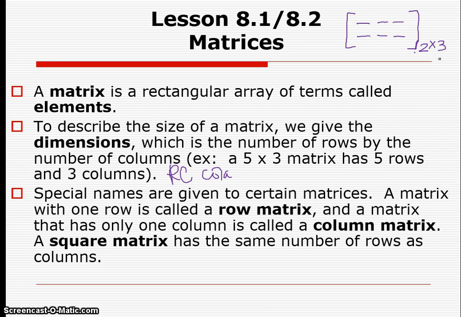We do have some special matrices. If it's just got 1 row, that's called a row matrix. Similarly, if it has 1 column, that's a column matrix. And a square matrix is if it's the same number of rows as columns. So like 2 by 2, 3 by 3, 4 by 4, so forth.